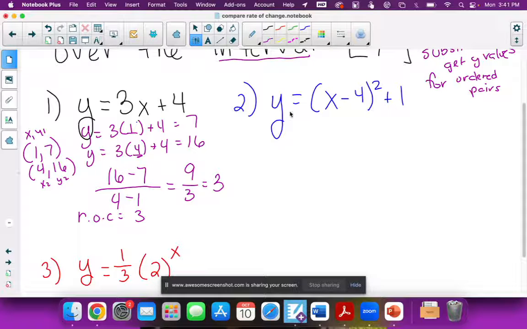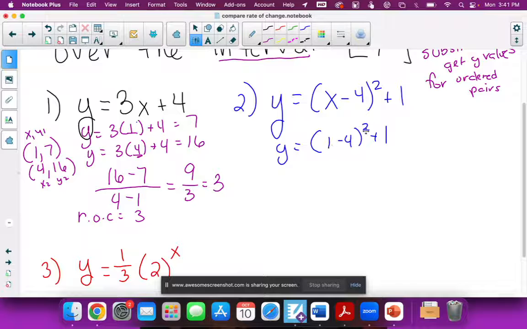Okay, so let's do this for something that we know is quadratic. Same thing, we're going to substitute in 1 and 4. So I want the same interval. So (1 − 4)² + 1. And again, very, very important to do your order of operations. Simplify what's in your parentheses first, then square it, then add 1.